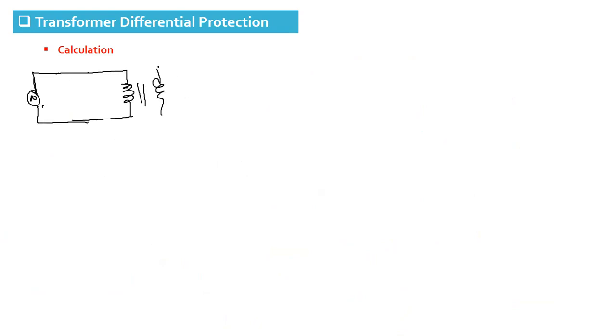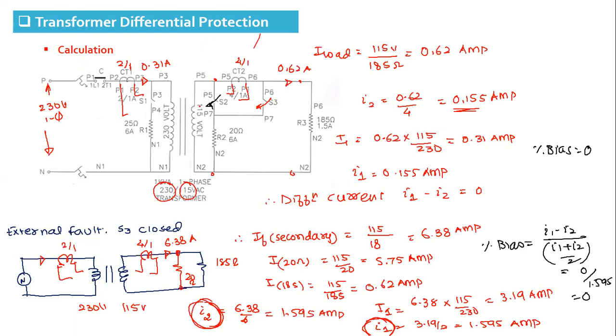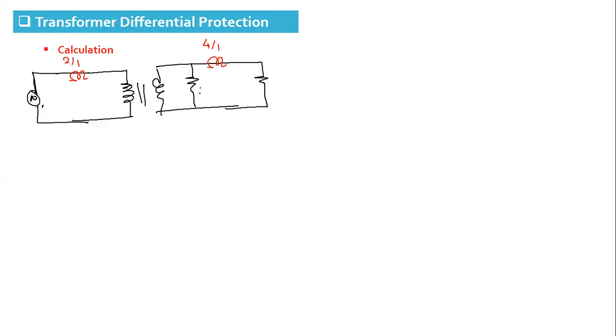Which will be the indication of internal fault. Here we have CT1 over here, 2 by 1. CT2 is now here, 4 by 1. You can see if switch S2 is closed, it is before the CT. Okay, this is 20 ohm, 185 ohm, 115 volt.